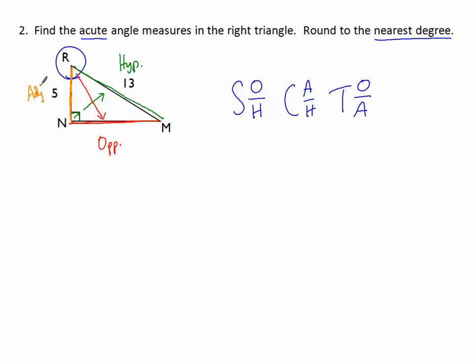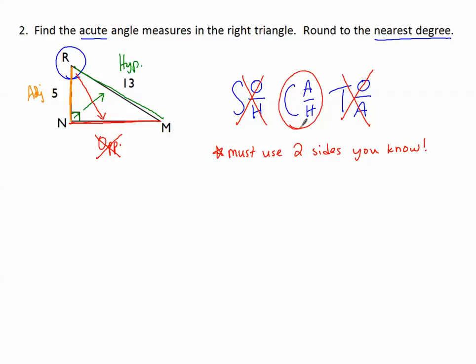Now, remember what we said earlier. You must use two sides you know. Let's write it down again. Must use two sides you know. So which ones do we know? 5 and 13, adjacent and hypotenuse. Not opposite. We don't know opposite. So anything with an O, get rid of it. Which one do we have to use? That's right, cosine. So now let's set it up with cosine.